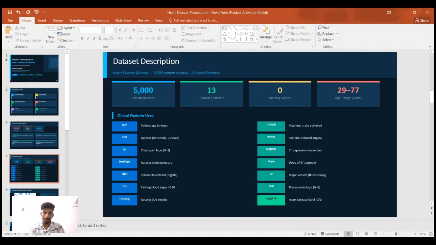In my dataset description, in this study, I used 5,000 patient records with 13 clinical features. These features include important medical parameters such as age, gender, chest pain, resting blood pressure, serum cholesterol, fasting blood sugar, and so on. So many features are there. The dataset is clean with no missing values, which improves reliability. The target variable indicates whether a patient is diagnosed with heart disease or not.